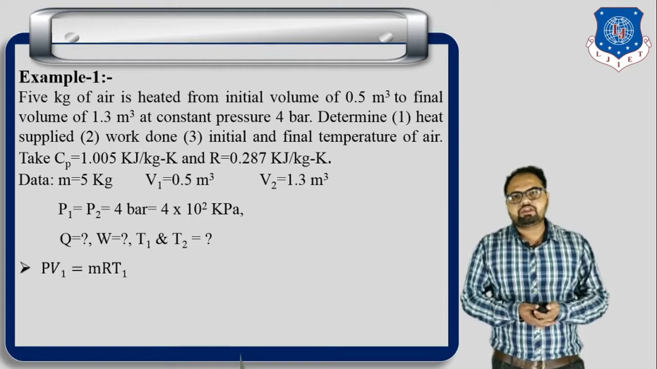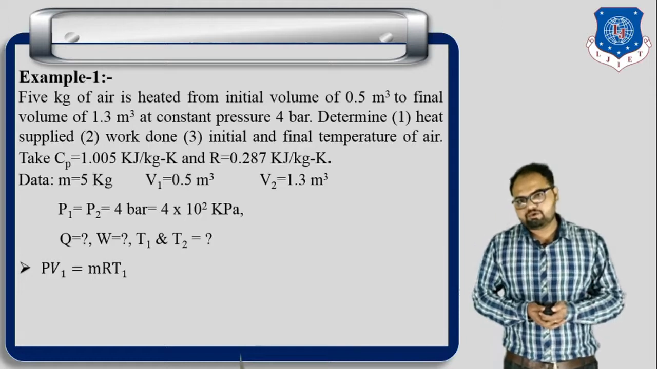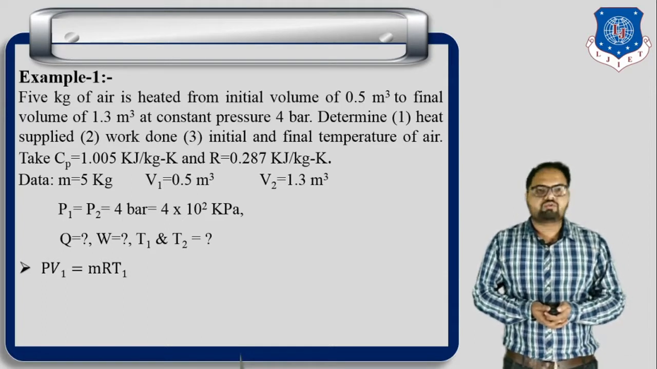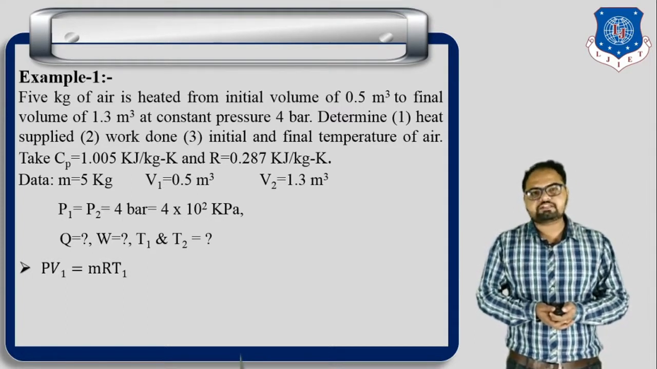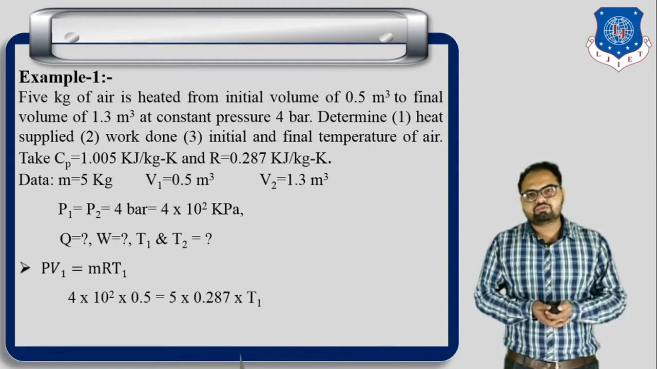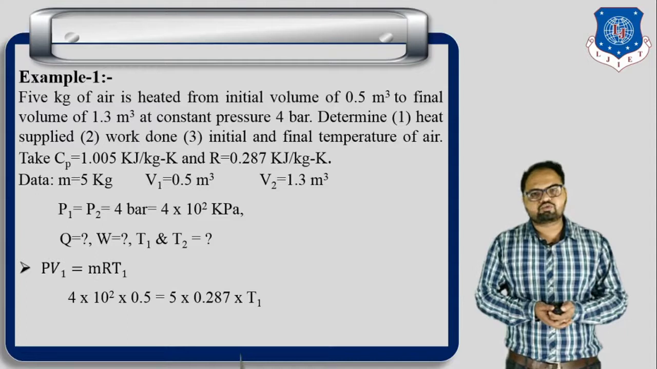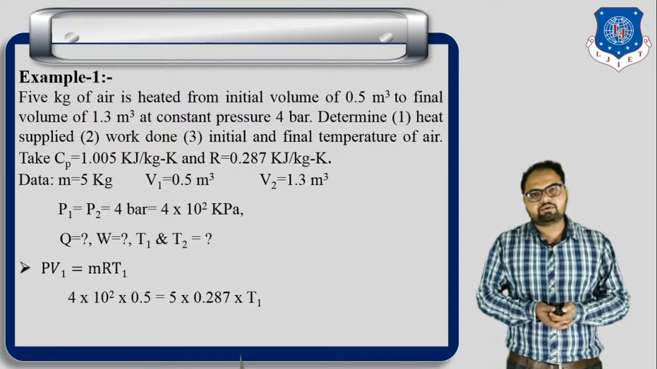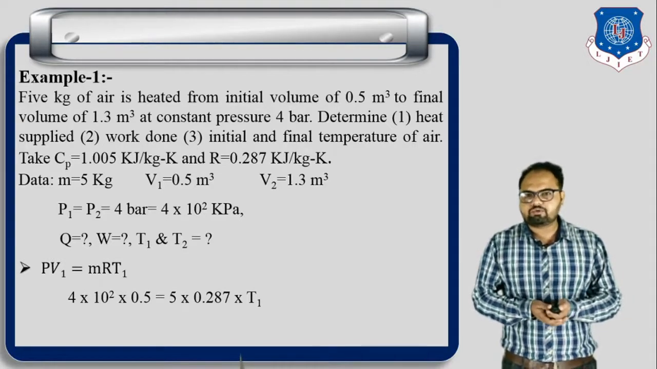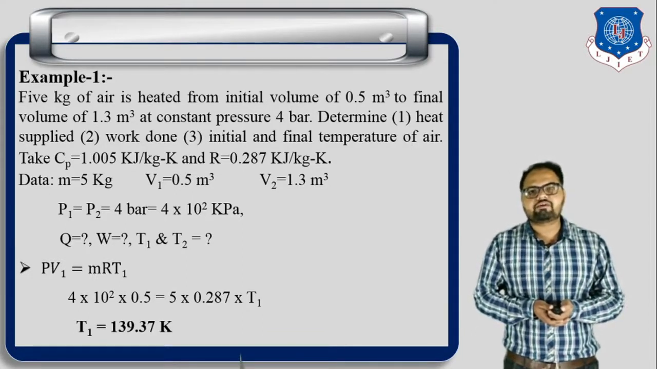First of all, we have mass m is equal to 5 kilogram and we are finding Q, W, T1 and T2. For this we require the values of T1 and T2. So we have the ideal gas equation, that is P1 V1 is equal to m R T1. From this equation we get the value of T1. The pressure is 4 into 10 raised to 2 kilopascal, volume V1 is equal to 0.5, mass is 5 kilogram and R is 0.287, and T1 we need to find out. So from this equation we find temperature T1 as 139.37 Kelvin.